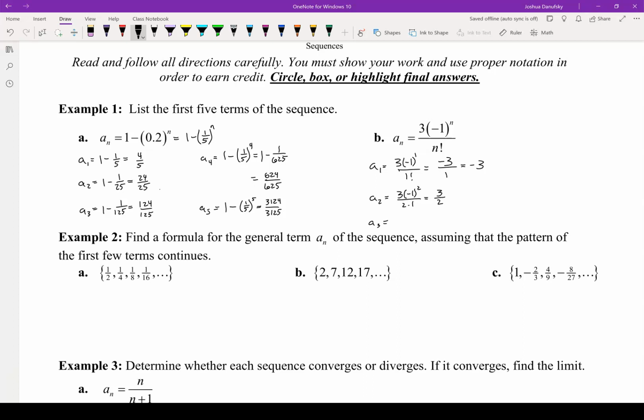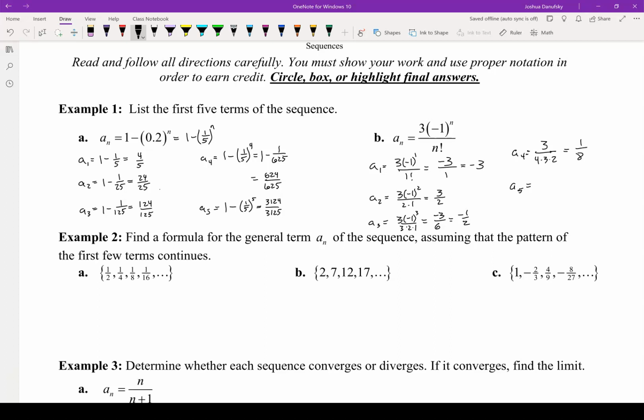A sub 3, we have 3 times negative 1 to the third power over 3 times 2 times 1. That's 3 factorial. In the numerator, we have negative 3. In the denominator, we have 6, which reduces to negative 1/2. A sub 4, we have 3. Now, we might be noticing that anytime we have an even exponent here, we're going to get a positive. So I'm just going to leave that as 3 times a positive 1, just as 3. And on the bottom, we have 4 factorial, which is 4 times 3 times 2 times 1. And that's going to give us 1 over 8.